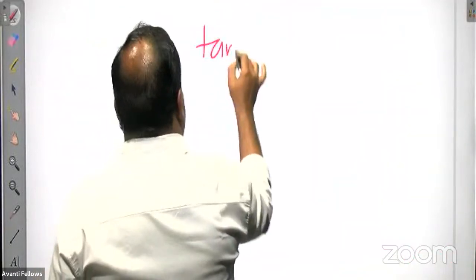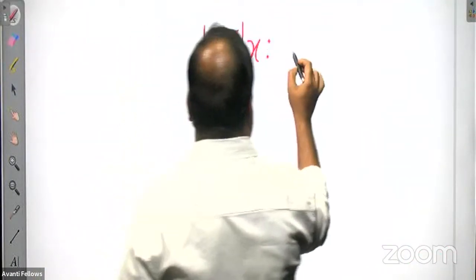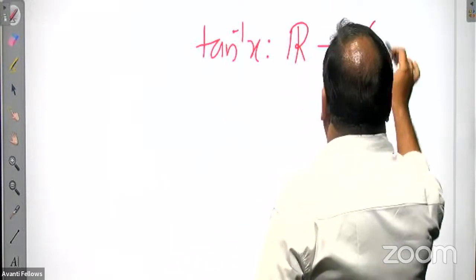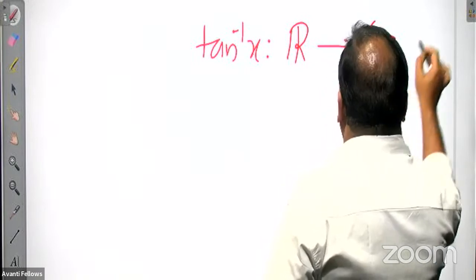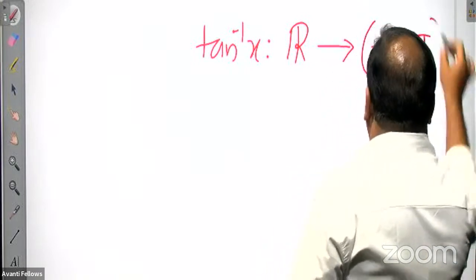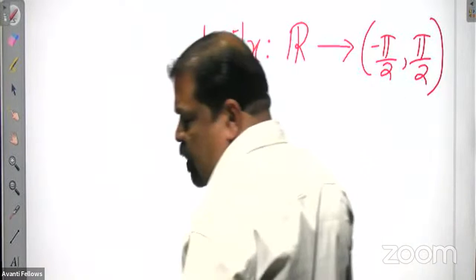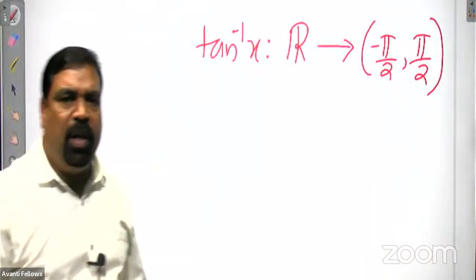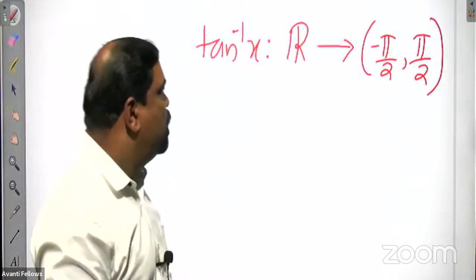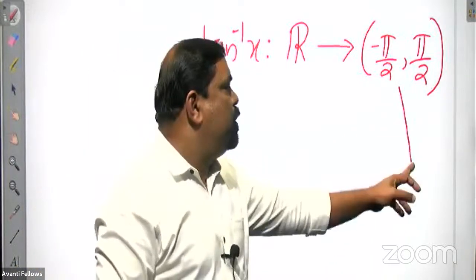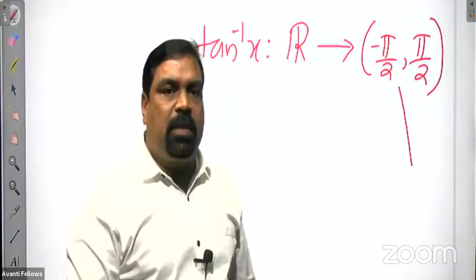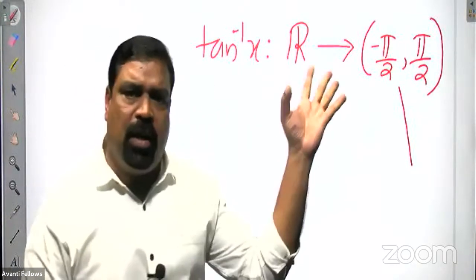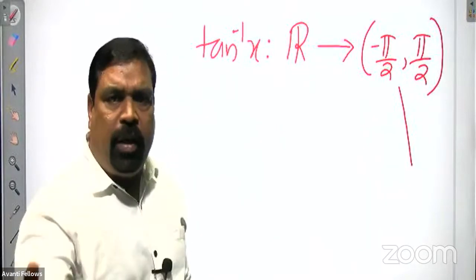So tan inverse x is a function from all real numbers to the open interval minus pi by 2 to plus pi by 2. Why have we taken only that particular interval? To make it one-one, as in the earlier case. So that is the principal value branch of tan inverse x, the open interval minus pi by 2 to plus pi by 2. Minus pi by 2 is not in that interval, and plus pi by 2 is also not in that interval. Remember.